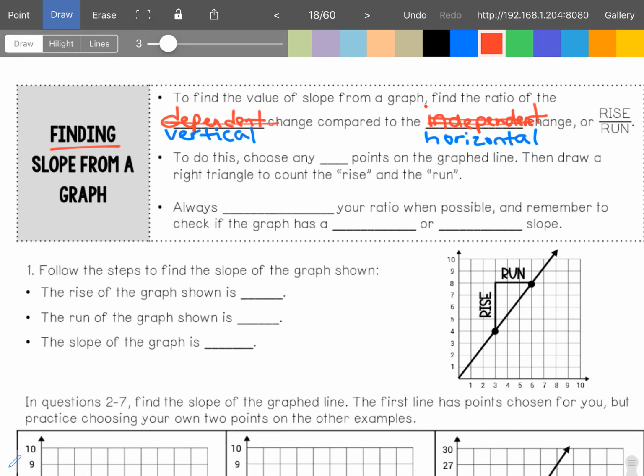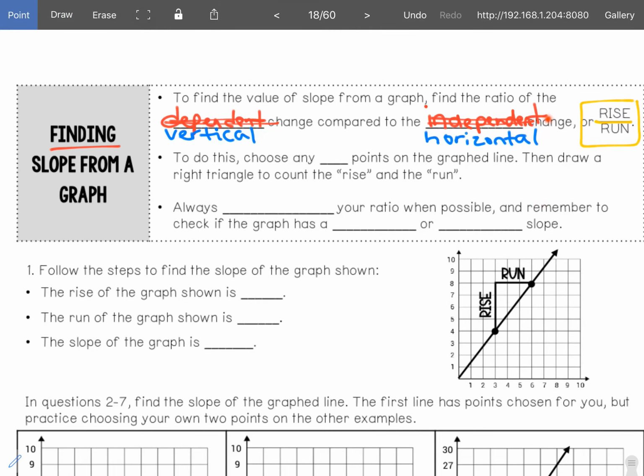It's not necessarily wrong, but I think it'll be more helpful for you to have the vertical change compared to the horizontal change. A lot of times we refer to this as the rise divided by the run. Think about rise, up and down, or run, left or right. So the vertical change divided by the horizontal change.